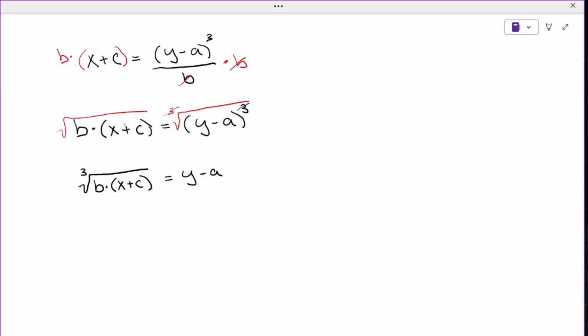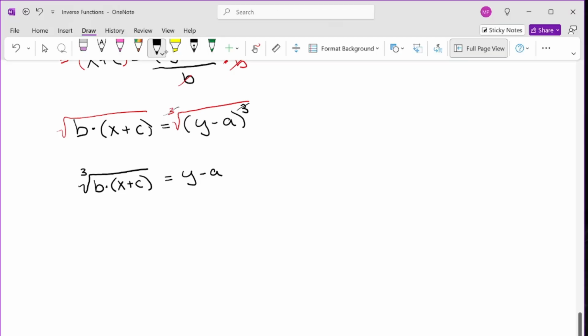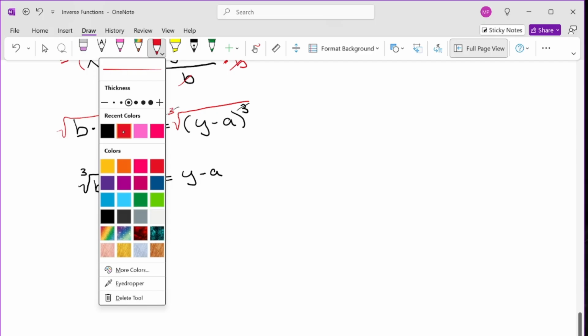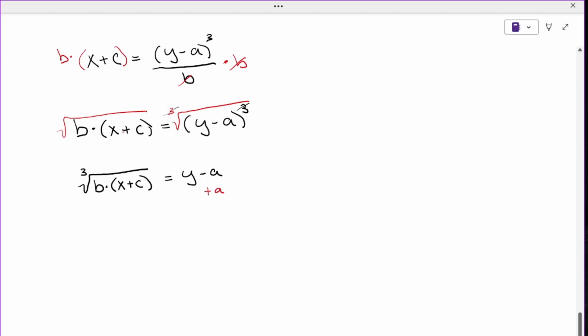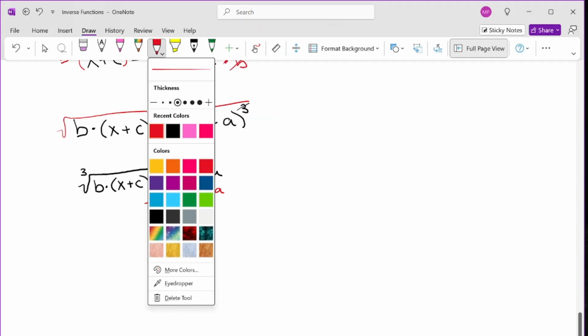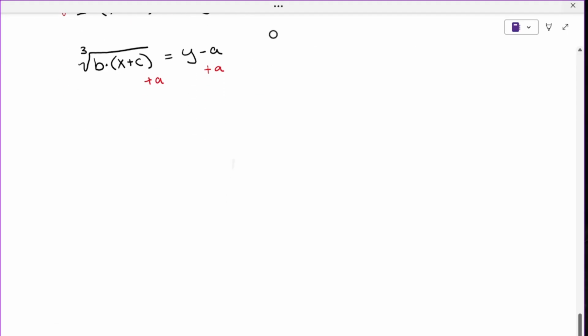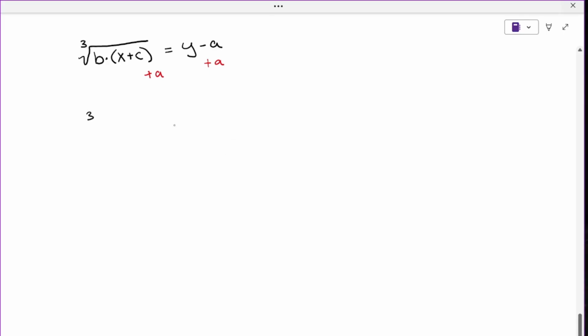And the last thing that we're going to do here is just add a to both sides, right? Because we got to get y by itself. And make sure when you add this to both sides that you are making sure that the a that you're adding is not inside of the root, right? And we're going to set that equal to y.